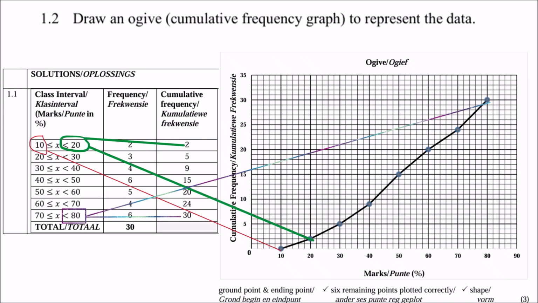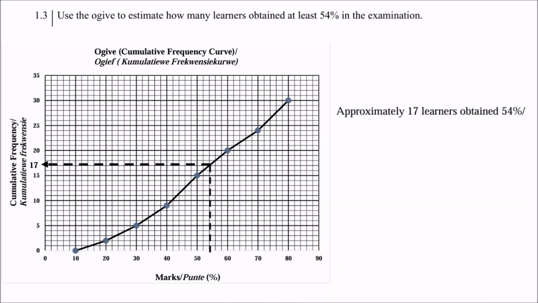Very important. Question 1.3, use the ogive to estimate how many learners obtained at least 54% in the examination. So look at the dotted line. So you go to 54 on the horizontal axis, move up vertically until you touch the graph, then move across horizontally, and then the answer is 17 learners obtained 54%.